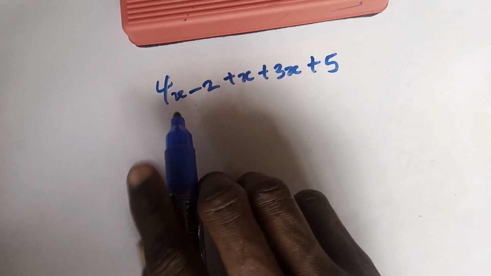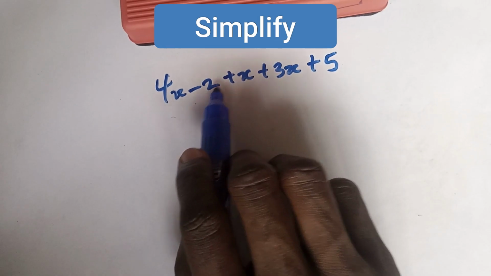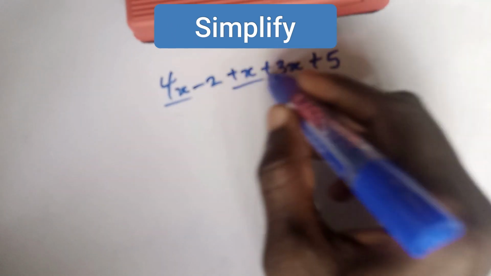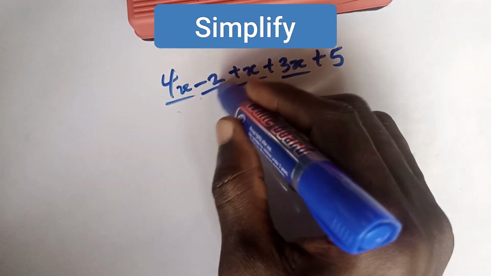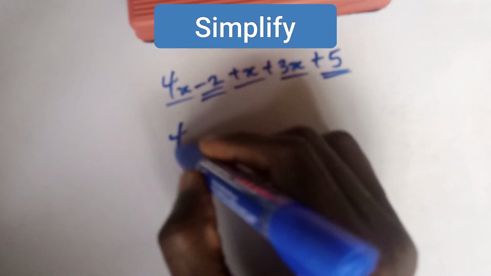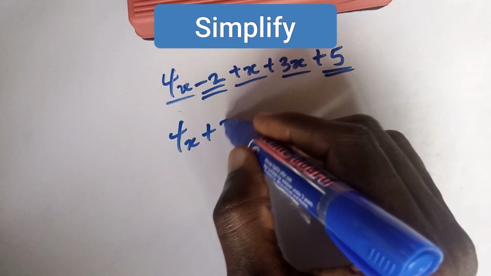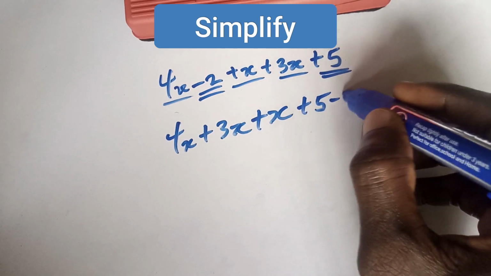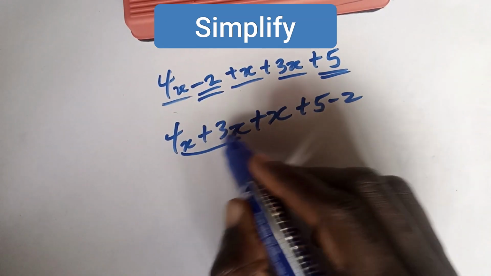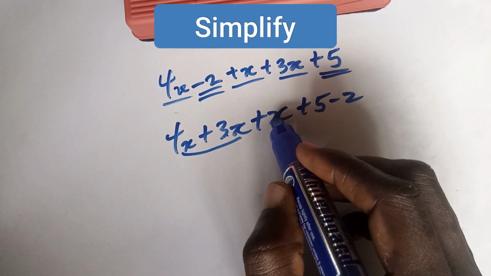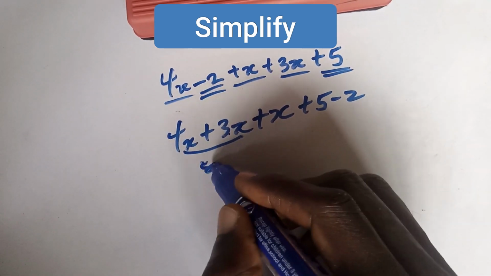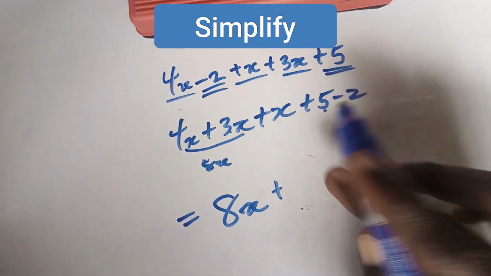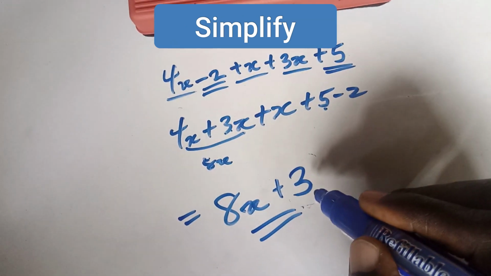That's the answer. So in order to simplify 4x minus 2 plus x plus 3x plus 5, as usual, find the like terms. Then just combine them and let's see the answer. So 4x plus x plus 3x, that will be 8x. So we have 8x here. 5 minus 2, we have 3, that is plus 3. That's the answer.